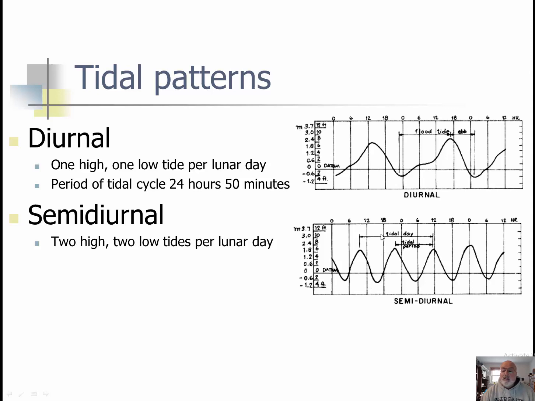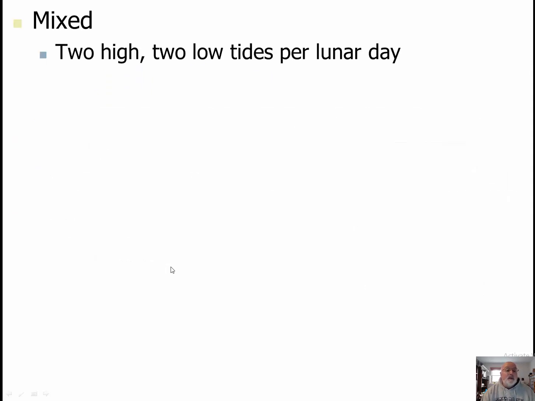And you can see not just 12 to 12, it's a little bit more. The period is 12 hours and 25 minutes, because 2 of those are 24 and 50. And they have equal range. Then we have what are called mixed tides.